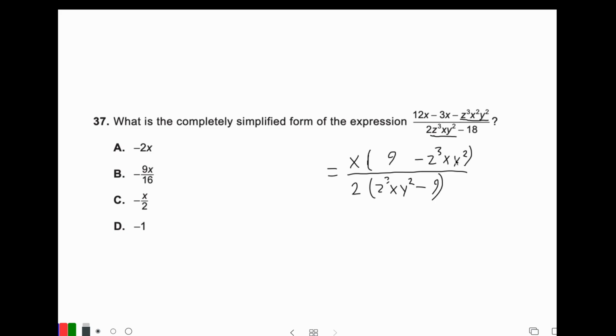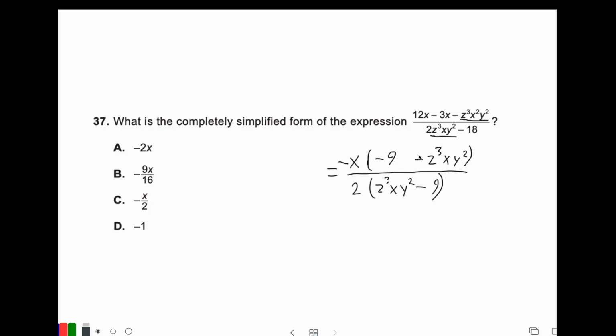This is 9 minus this, and this one is this minus 9. Now let me ask you, is there any way we can change these signs? And I am here to tell you that actually, yes, there is. There is a way to change these signs, because what you can do is pull out a negative from this. You can factor out a -1, and what it does is it flips both of these signs.